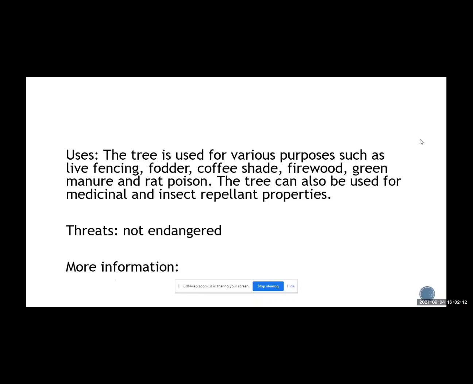Uses: the tree is used for various purposes such as live fencing, fence for houses, fodder, coffee shade, firewood, green manure, and rat poison. The tree can also be used for its medicinal and insect repellent properties. Threats: not endangered.